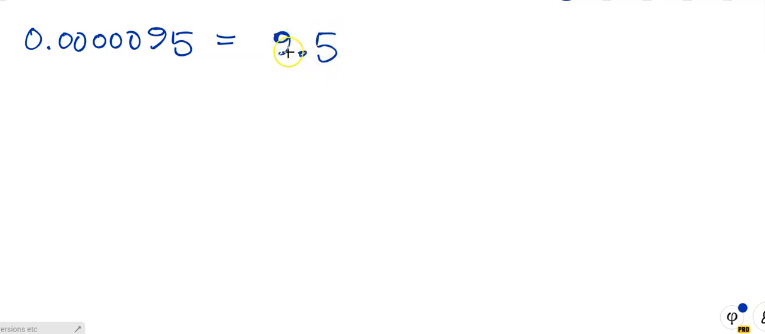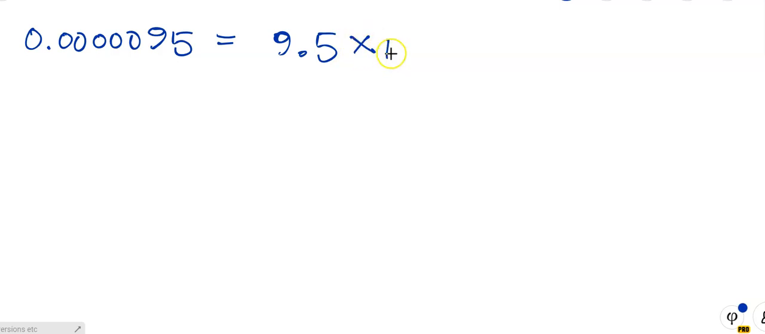Scientific notation: one number followed by the decimal, multiplied by. Now, if I said this, is that equal to that? Of course it can't be. 0.000095 is a very tiny number, and that's a bigger number, so that is not equal to that. So I need to write it in proper notation.